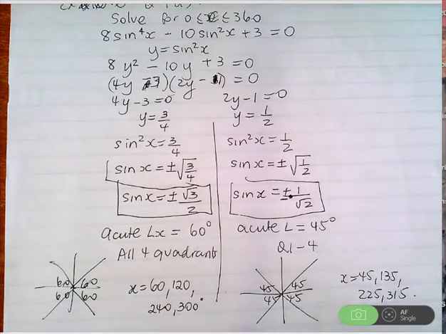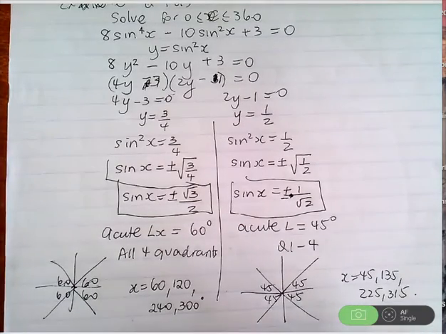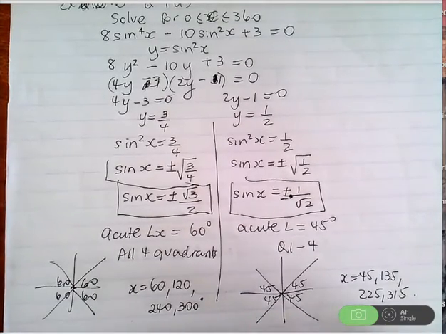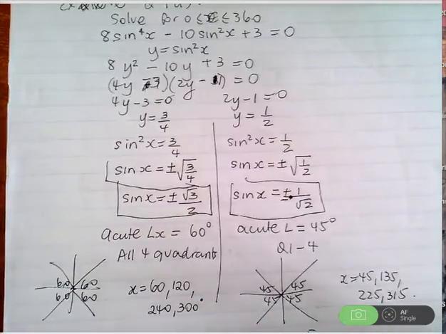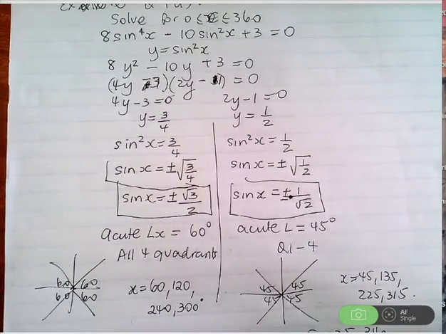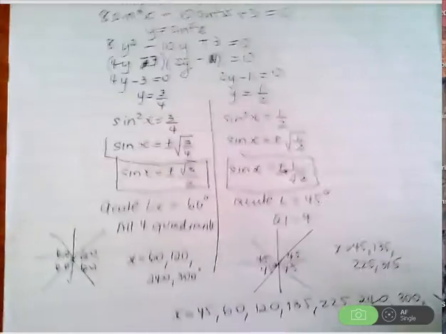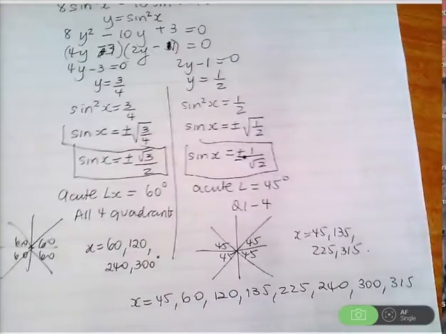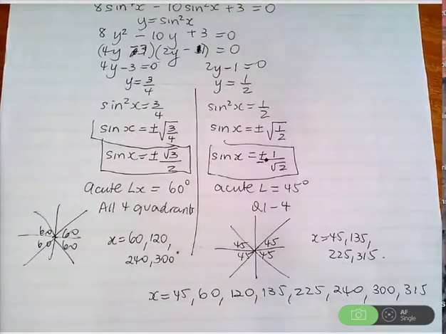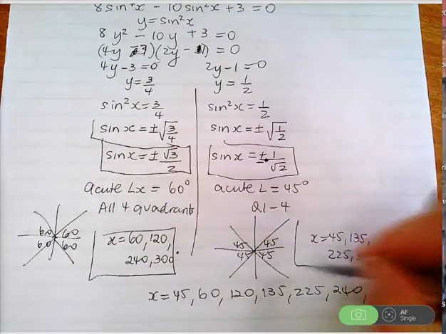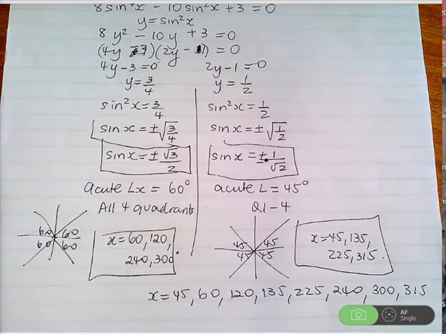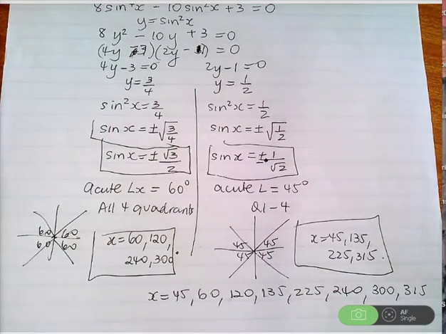Does that mean those are our answers? You've got 8 answers. 1, 2, 3, 4, 5, 6, 7, 8. That's the final. So your answers will be, you can put them in order then: 45, 60, 120, 135, 225, 240, 300, and 315. You can put them all in order when you're done, but you can just box them up.